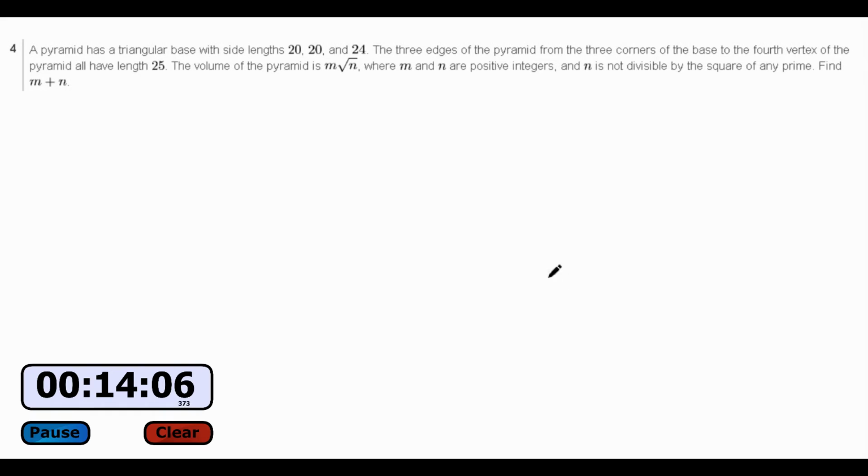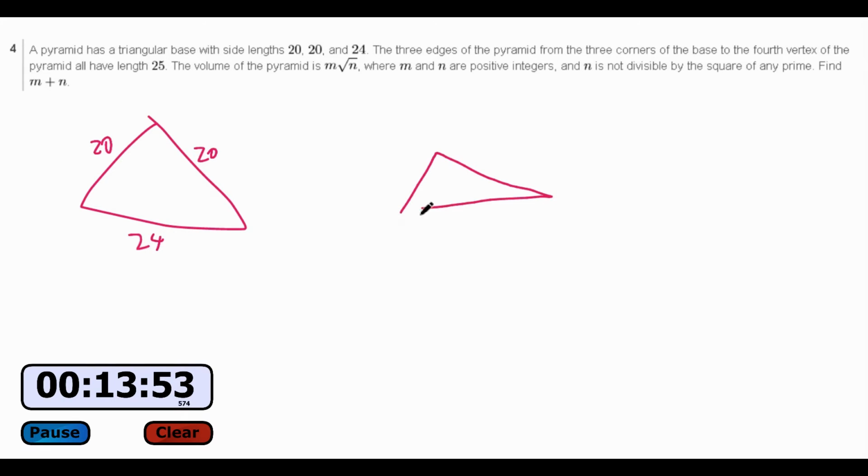Alright, a pyramid has a triangular base with sides 20, 20, and 24. Alright, so let's draw that really quick. Okay, that was a really bad base. Okay, so this is the base of the triangular pyramid, and I will draw another one that will represent the actual pyramid. Okay, and I don't know where the final vertex is, so I won't draw that for now.